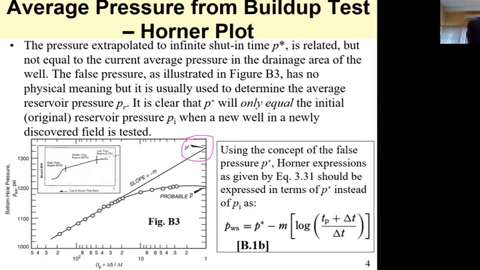Let me reiterate again, P star would only be equal to the original reservoir pressure in a newly drilled well in a green field. So for finite reservoirs, instead of Pi, which we had in equation B1, we have the shut-in pressure being equal to P star plus the product of the slope of the Horner plot times the log of Horner time.